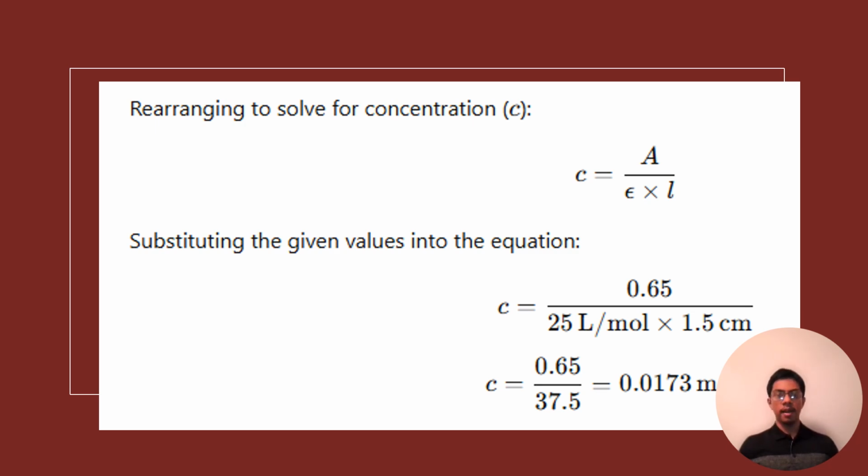And so now that we have this formula, what we can do is use the values that we've already been given by the problem and add them in to find the actual concentration of this particular solution. So now you can see here that C equals 0.65 over 25 liters per mole centimeter times 1.5 centimeters, and after evaluating it using a calculator or some other form of evaluating, you can get that the concentration of the solution is equivalent to 0.0173 moles per liter. And that should be the way that the final solution is presented.